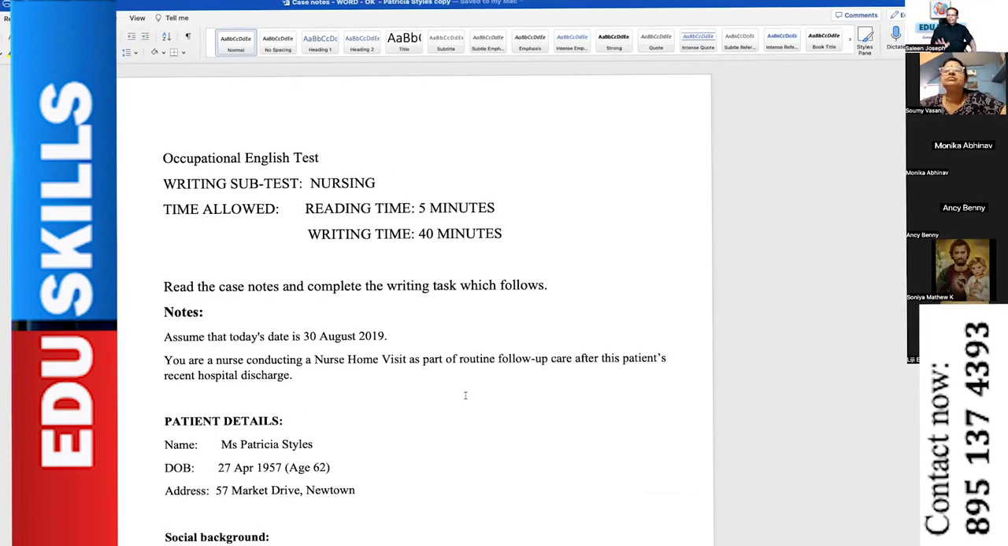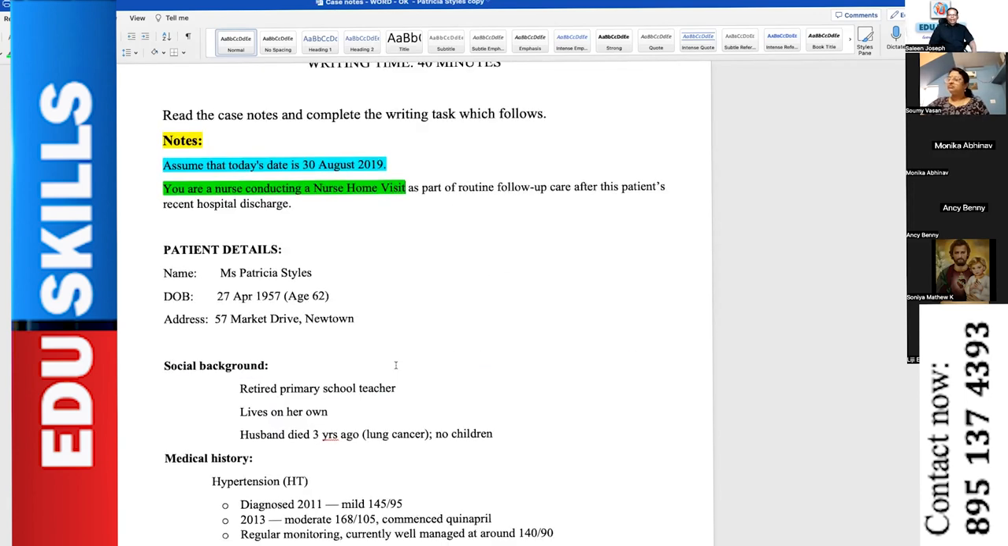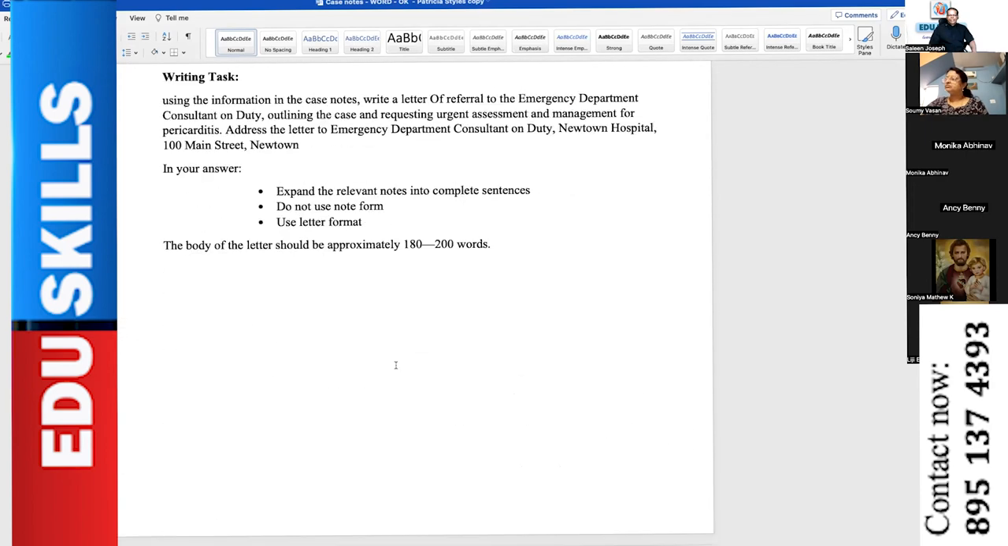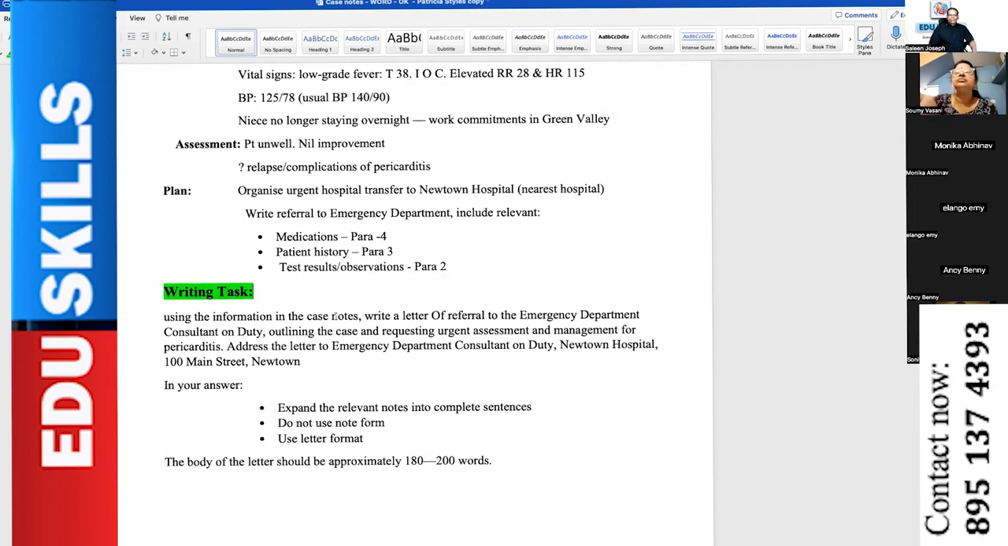As soon as you get a case note, what you have to do at the very beginning is read the notes segment. In the first few lines, a date will be given, today's date. Then, who are you? You are a nurse conducting a nurse home visit. This is what you require in the beginning. Immediately after that, you should go to the writing task. Now they say, using the information in the case note, write a letter of referral.